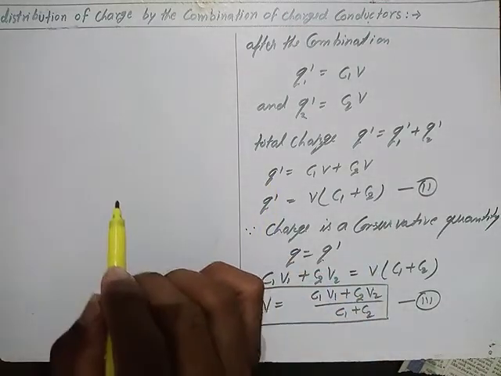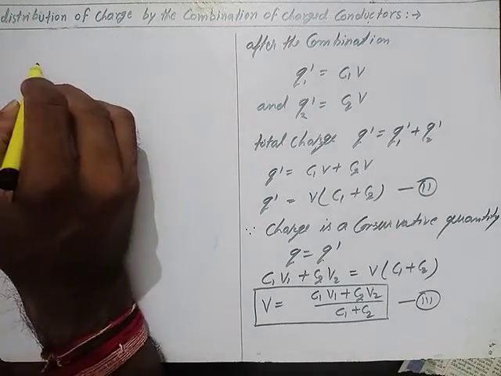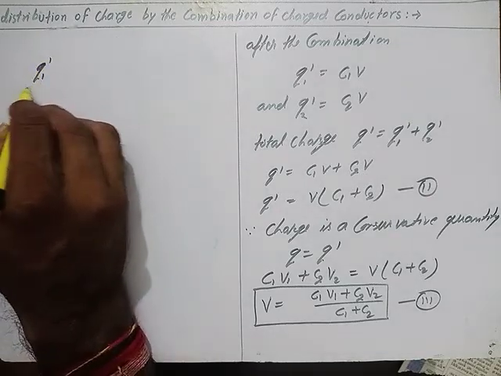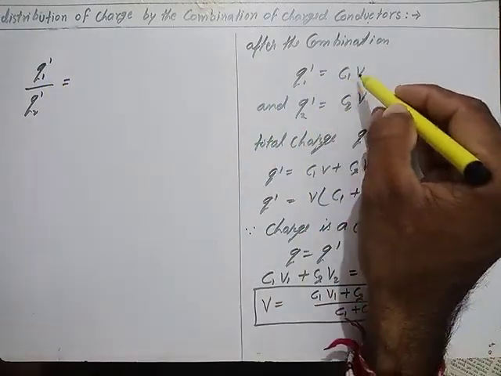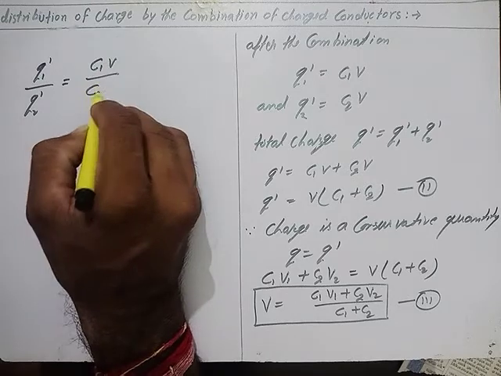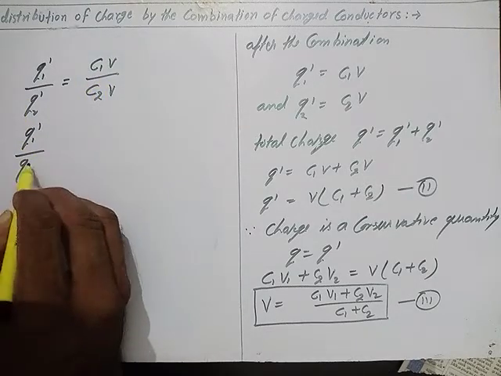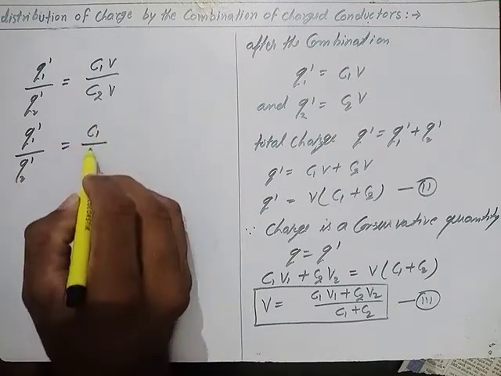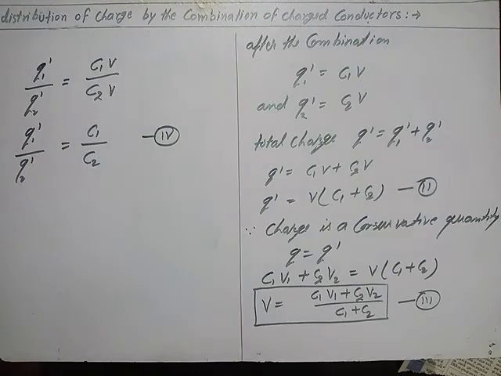After the combination of both conductors, the ratio of charge will be Q1 dash upon Q2 dash. It will be C1 V divided by C2 V. So Q1 dash upon Q2 dash is equal to C1 by C2. It can be named equation 4.